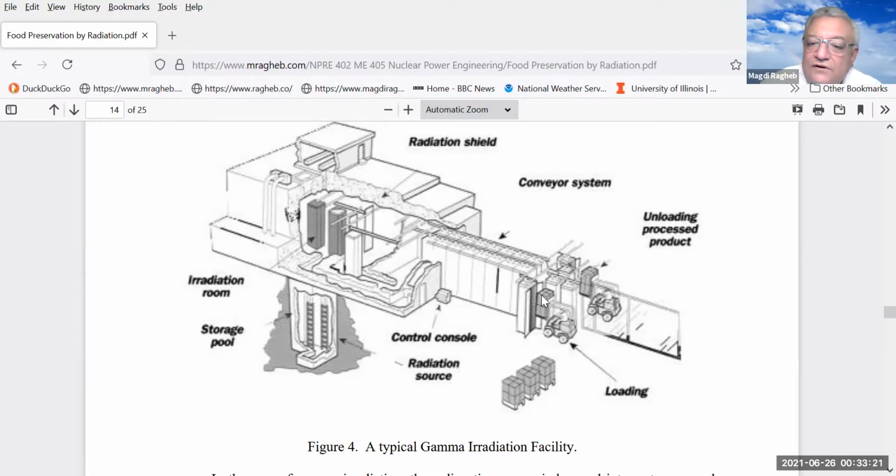As the product is loaded onto a conveyor belt, you would have a storage pool where sources of gamma rays are stored, like cobalt-60 or cesium-137. And usually they're stored underwater. Water is a very good shield against radiation. When the process of irradiating the food supply, or the medical products, is going on, you raise the cobalt-60 from under the water into an irradiation room, and the boxes of the product go in between the sources of gamma radiation.